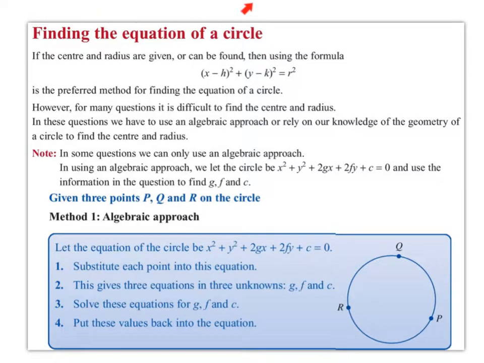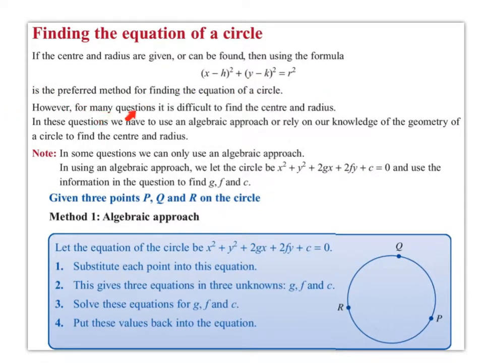Finding the equation of a circle. If the centre and radius are given, or can be found, then using the formula (x − h)² + (y − k)² = r² is the preferred method for finding the equation of a circle. However, for many questions, it is difficult to find the centre and radius.